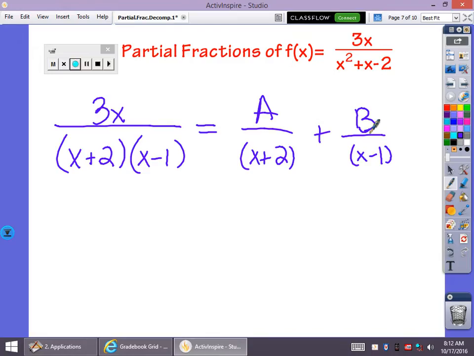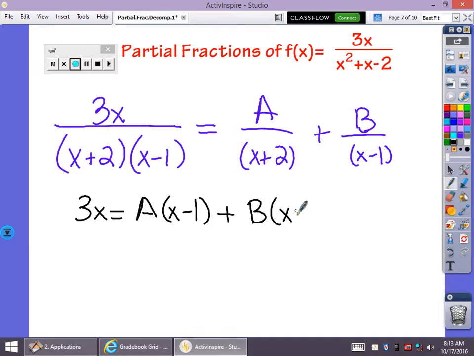Just from the order here, you could have had, listen, if you have a over x minus 1 and b over x plus 2, it's good. What's important is when we get to the final answer. All right, so next, I have 3x equals a times x minus 1 plus b times x plus 2. When I go and do the common denominators, right?